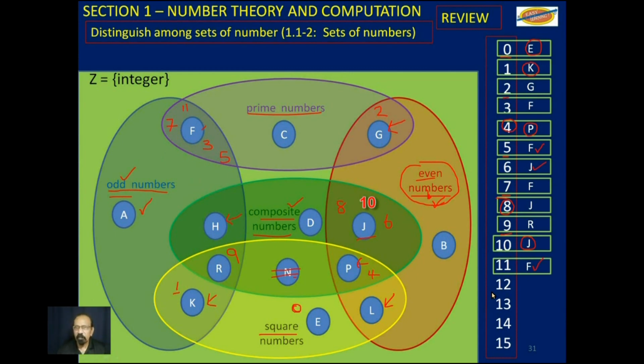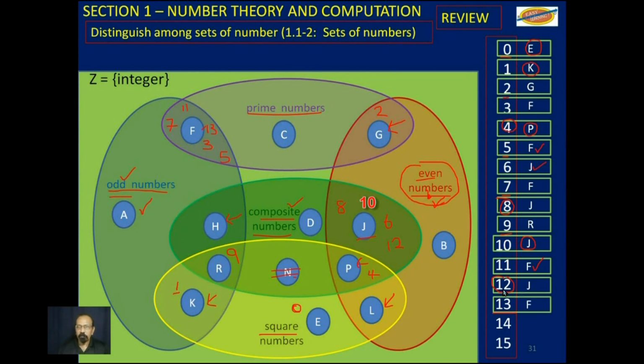12 is an even number. It is composite. It has more than 2 factors, but it is not square. So 12 goes in this section here, J, which is even and composite. 13 we know is a prime number and an odd number. 13 is prime and odd. So 13 goes where that F is.